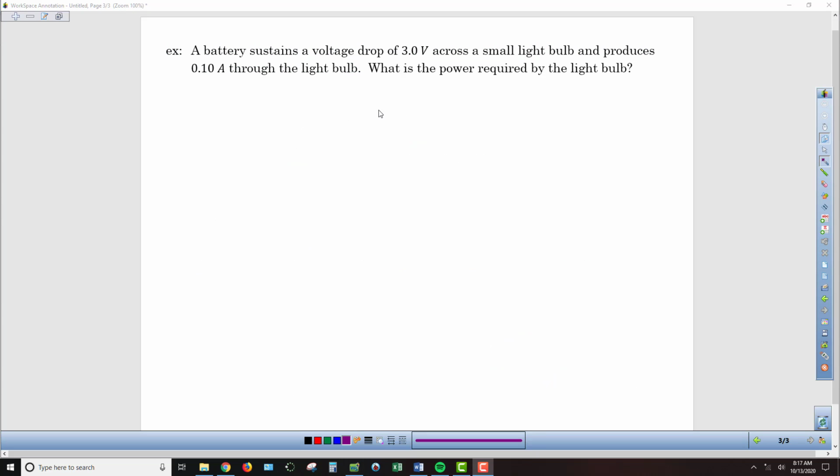So in a simple example here, we have a battery that sustains a voltage drop of 3 volts across a small light bulb. It produces a small 0.10 ampere current through the light bulb. So we want to know what's the power required by this light bulb.